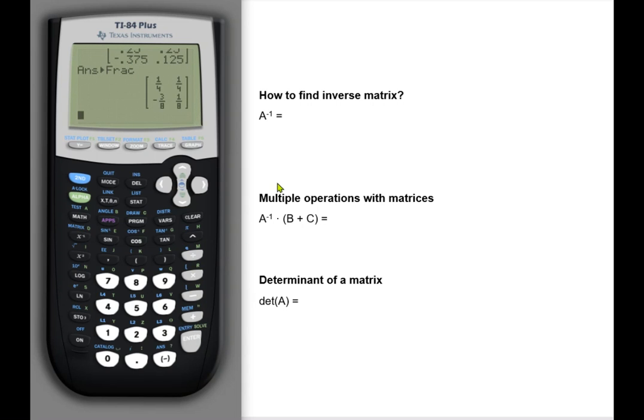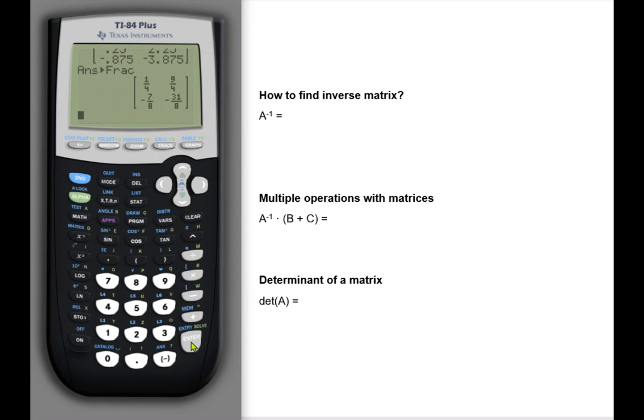You can also perform multiple operations with matrices. Let's say we want A to the -1 times (B plus C). So let's pick matrix A first, then hit x to the -1, then times, open parenthesis, pick matrix B, plus, and then again pick matrix C. Close parenthesis and hit enter. And again, you can convert decimals into fractions.